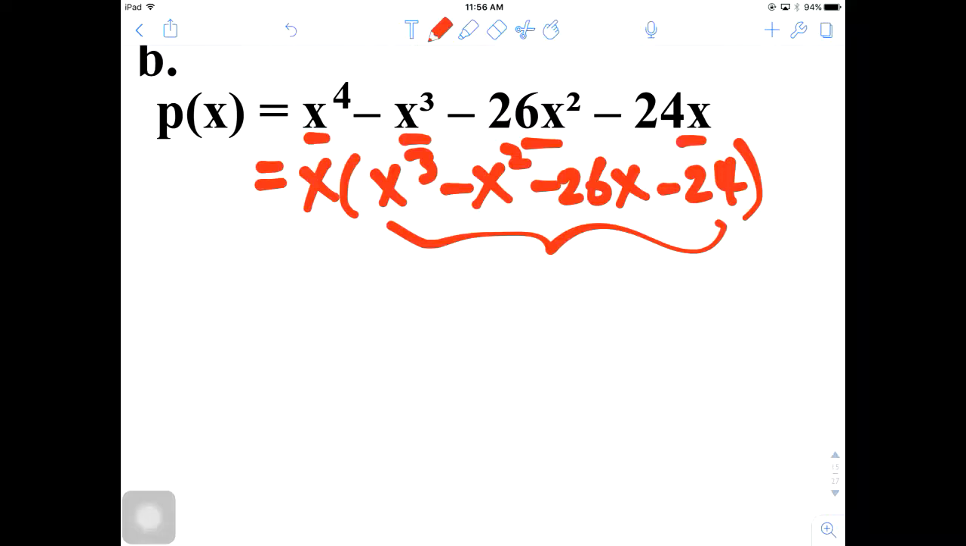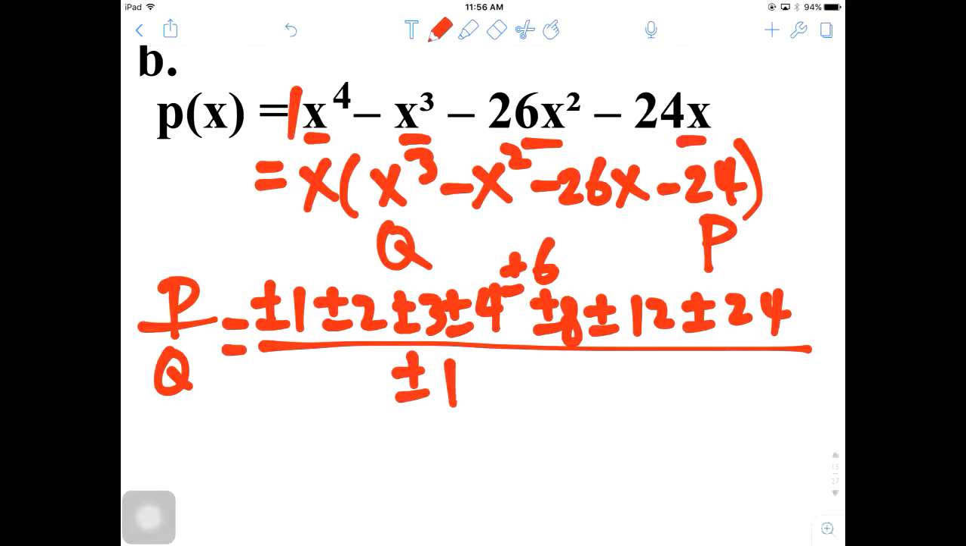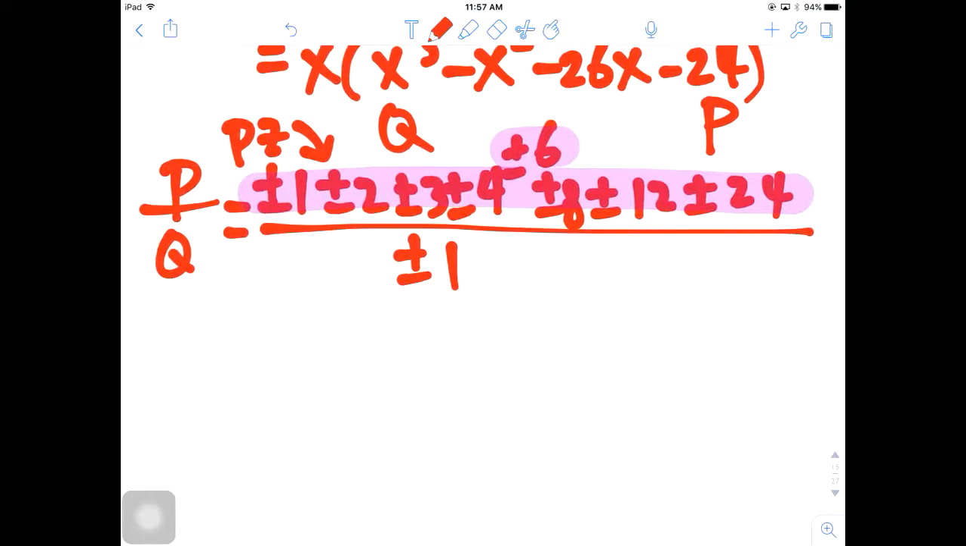So P over Q. The list of factors of 24 is going to be kind of long now: 1 and 24, then 2 and 12, then 3 and 8, and we also have 4 and 6. Those are all of the factors of P, and then Q, again, is plus or minus 1. So we are lucky, we don't have to divide by anything other than 1, and that is the list of possible zeros right here. It's a total of 8 times 2, 16 possible zeros. And we're going to test it.